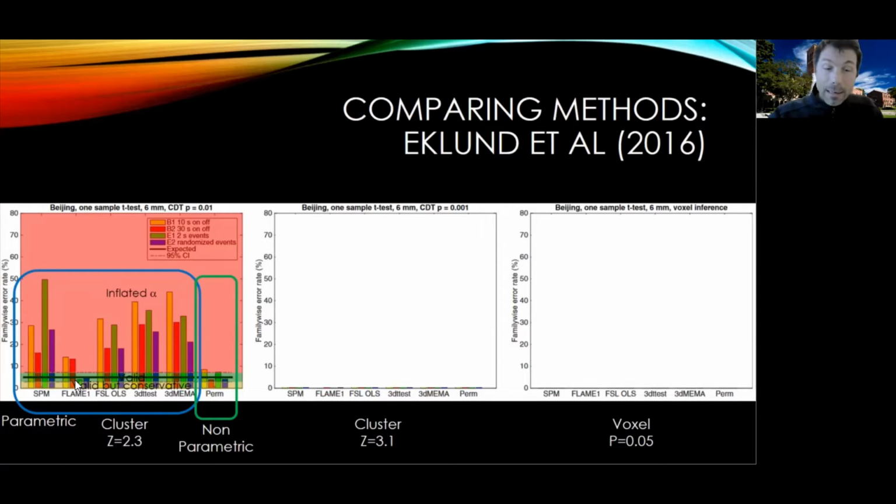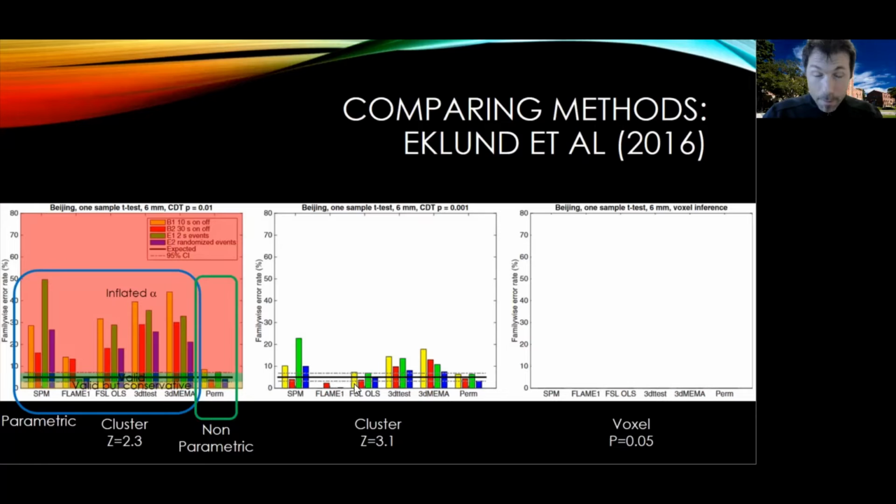Now, if you do this at a cluster level of 3.1, so exactly the same thing, same data set, same one sample t-test, 6 millimeters smoothing, and a 0.001 or 3.1 Z threshold, then the results are generally much better, although you're still getting, for most analysis, more than the nominal alpha.